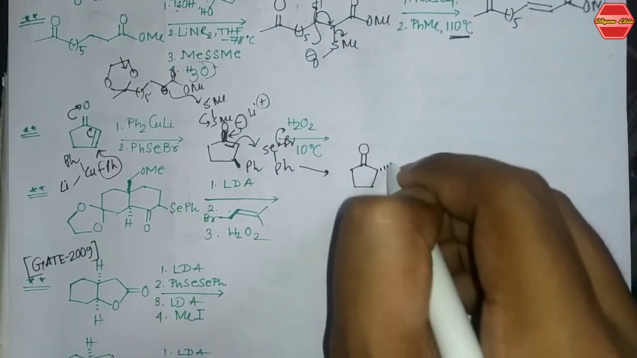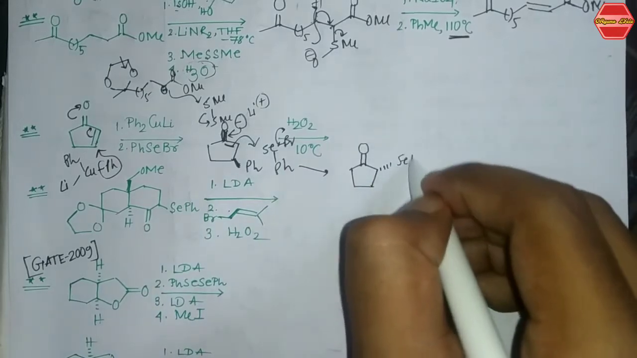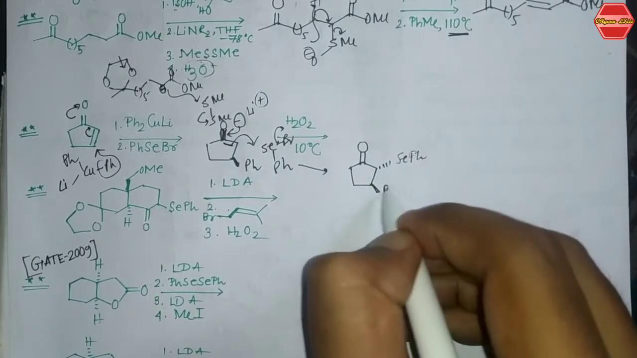Double bond O. Now if this PhSe is above the plane, then the PhSeBr attack should take place from below the plane, so that you are getting this one.